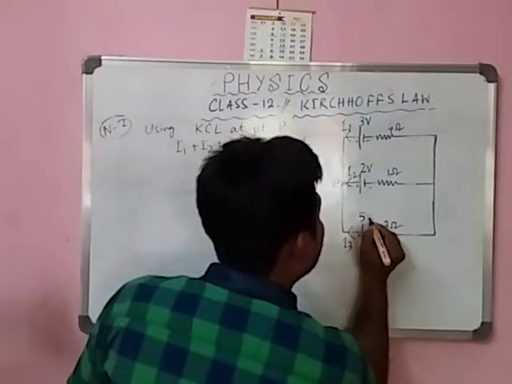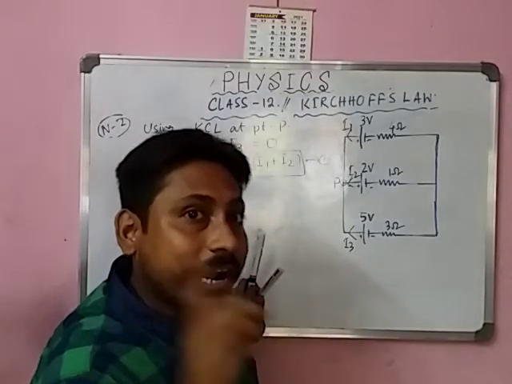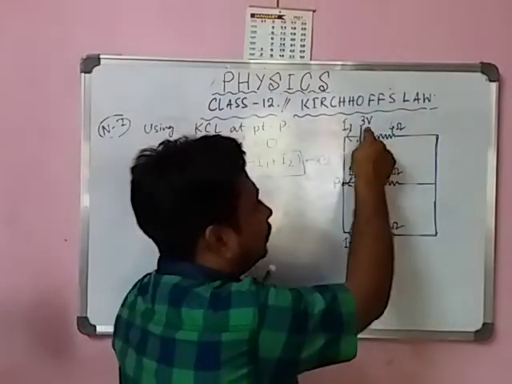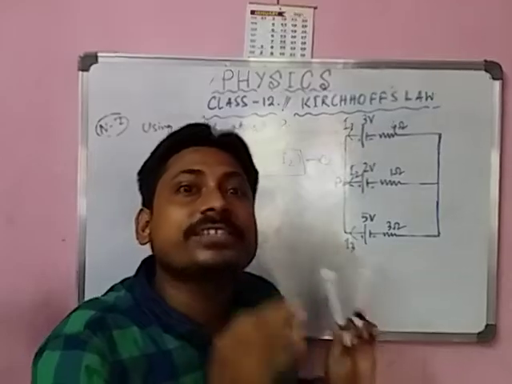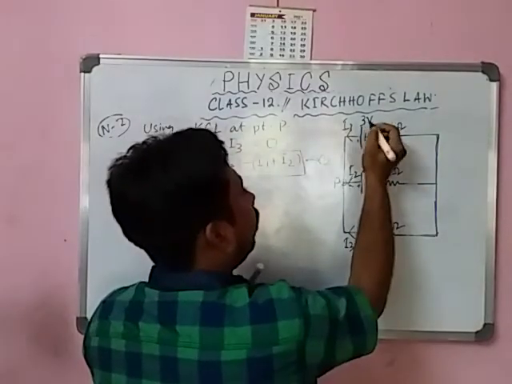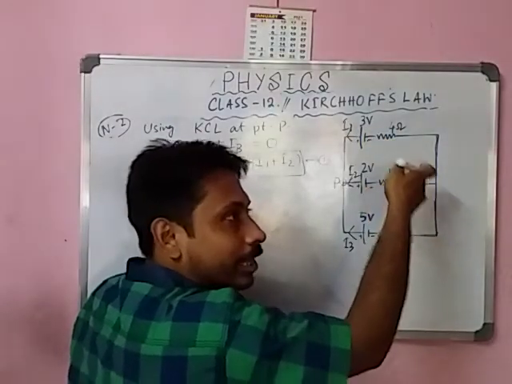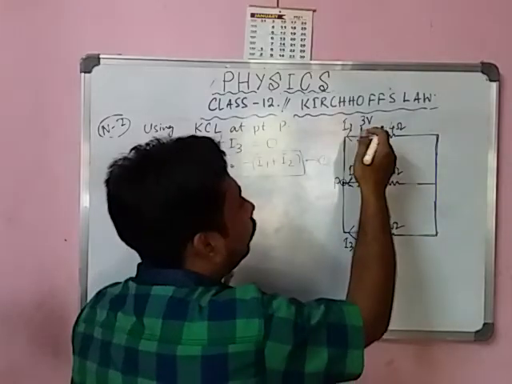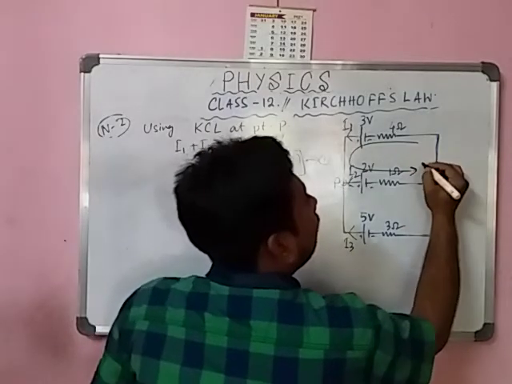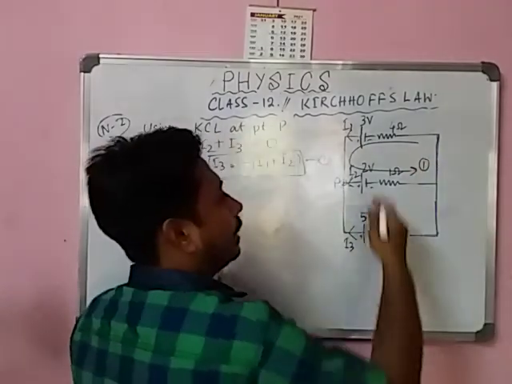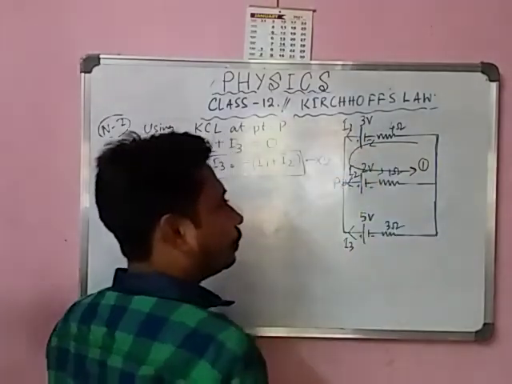In the first loop, how can you take the direction of current? Listen very carefully. See, this is 3, this is 2. Which EMF has the greater value, 3 or 2? Yes, 3. So you can take the direction of current from 3 to 2. You can draw the current like this, for loop 1, in this direction. Got it? Because 3 is higher than 2.